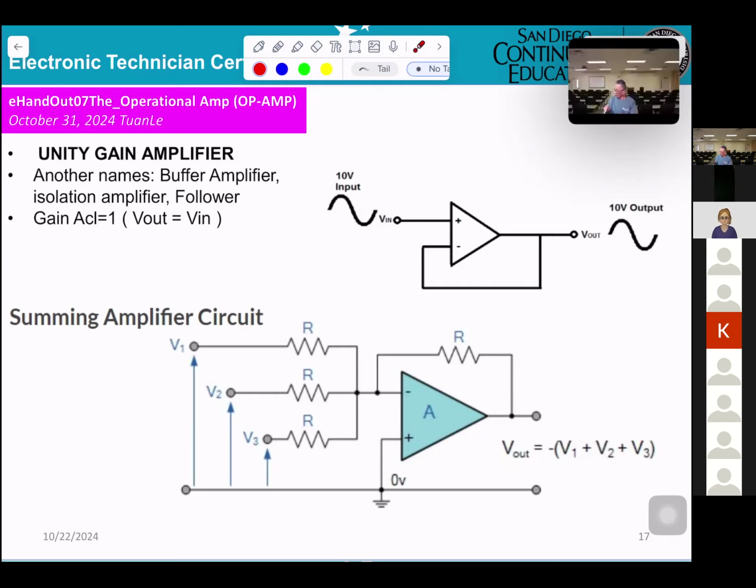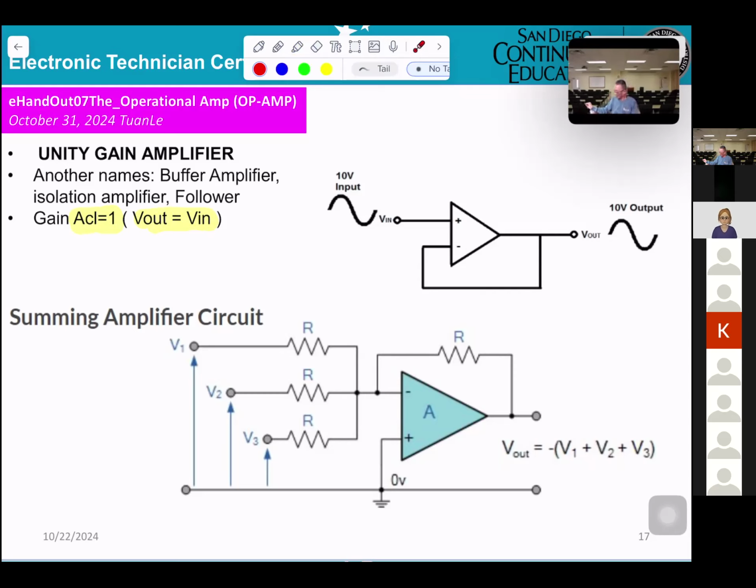Okay. When you're looking into the circuit, you know that is what they call a unity gain amplifier. The only thing is the input and output are identical, the same thing. So that is telling you the gain equals 1. And all the time, V in and V out will be the same.